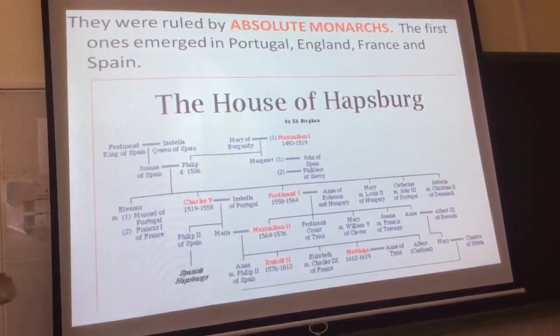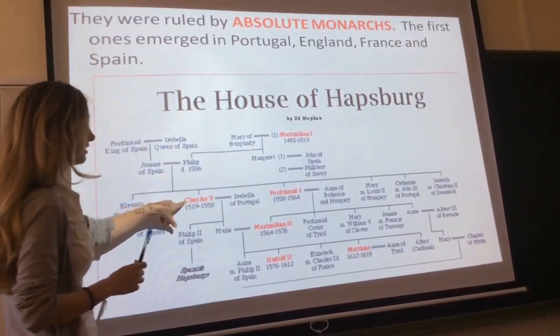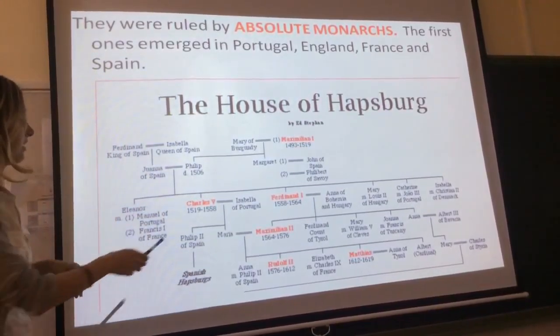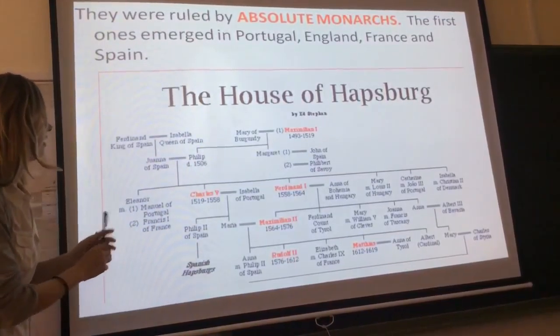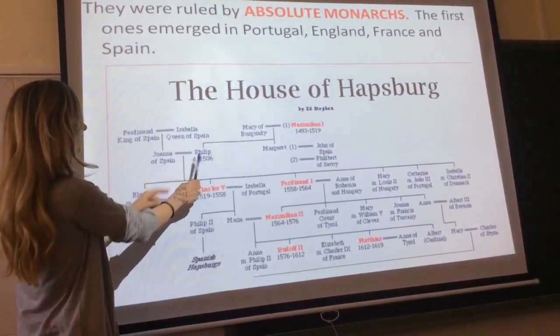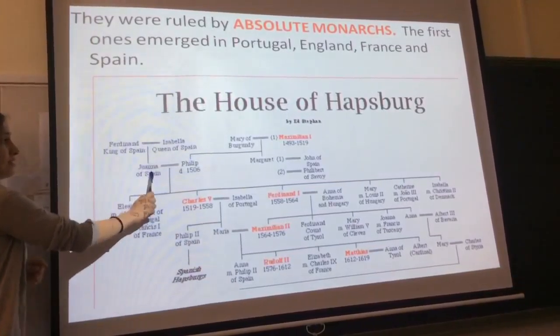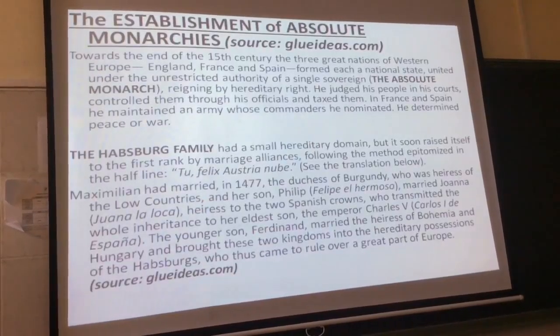And we have a nice timeline here with some figures that we know from the Protestant Reformation and later that we saw at the end of the unit, right? Like Philip II. We have Juana la Loca, right? Philip the Fair, Juana, who was the daughter of Ferdinand and Isabella, the Catholic monarchs. You can see how it all works together.